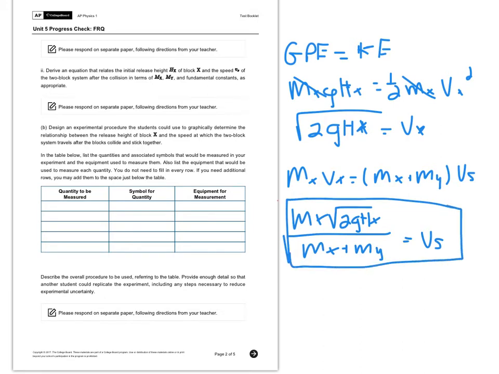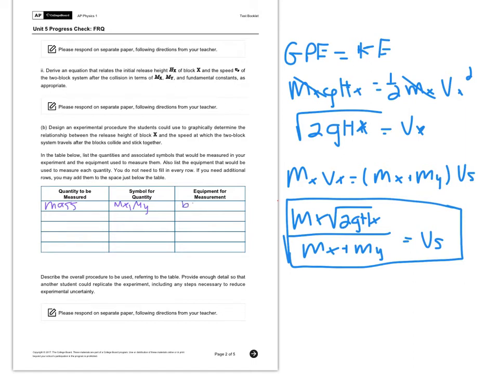Now for part B of this question, it's asking for the real experimental design part. And what it wants us to do is list what we're measuring, symbol for it, and then the equipment using. I've seen this question a few other times on some practice questions, and I think also on one of the actual free response questions from the real test. So it's not unusual to actually have to fill in one of these charts. So what we're looking for, first thing we want to measure would be the mass of both blocks. And symbols, that would be mx and my.